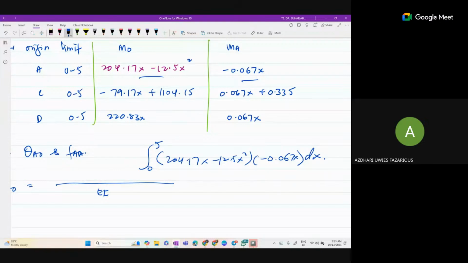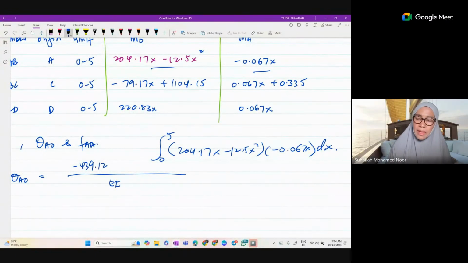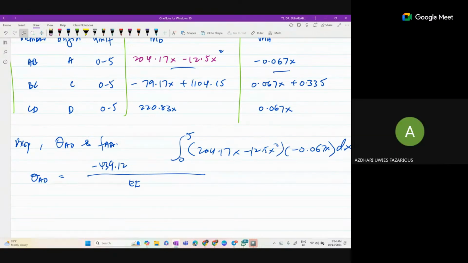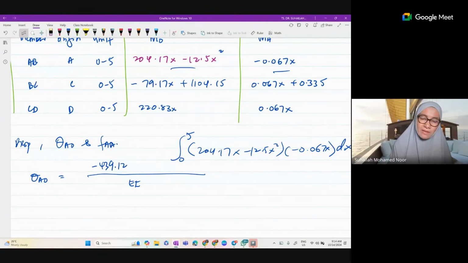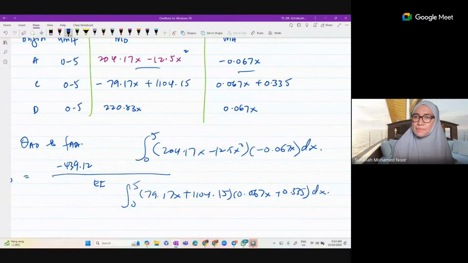Negative 439.12. Okay, this is for AB, right? For AB kan? Okay, this for AB. Okay, next for BC. For BC, 0 to 5 juga. 7917x plus 1104.15 dengan 0.067x plus 0.335 dx. Berapa ni?